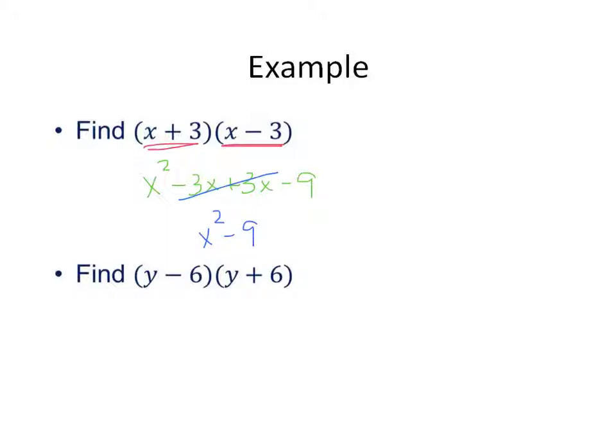So let's look at this next one here. If we do first, outside, inside, last, what happens to those two middle terms? They cancel again. So if I have a sum times a difference, in which that's the only thing that's different about them is that sign in the middle, those two middle terms are going to cancel.